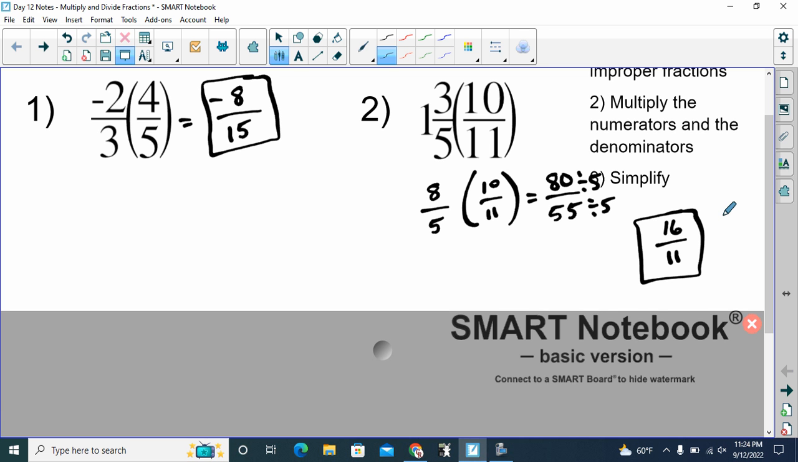16/11, and that's a perfectly acceptable answer. Even though it's an improper fraction, that's fine. If you want to try to change it to a mixed number, you can. As long as you do it correctly, it would be 1 5/11. I would just leave it like that.